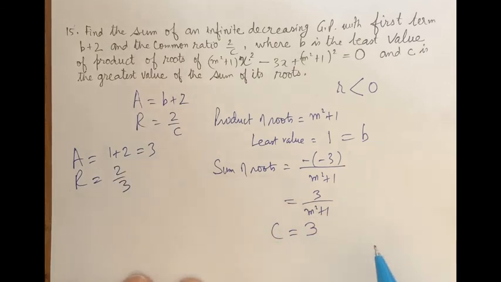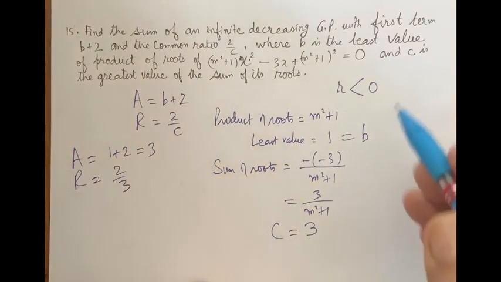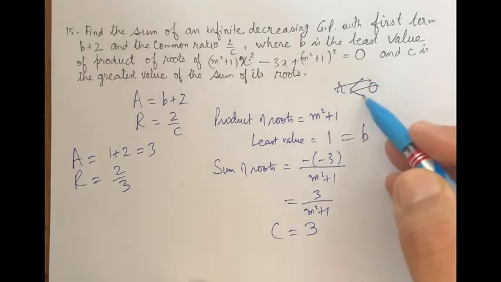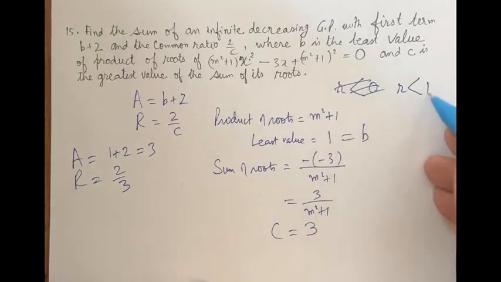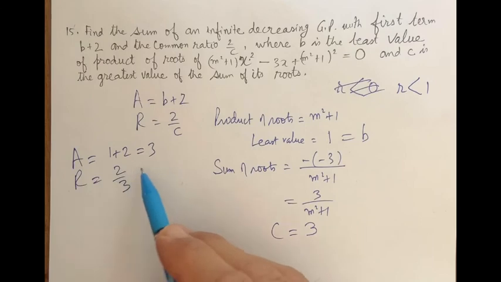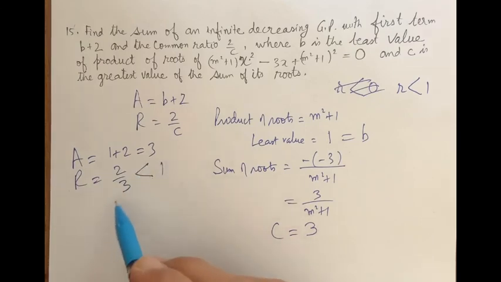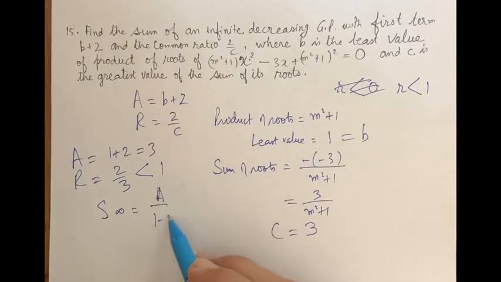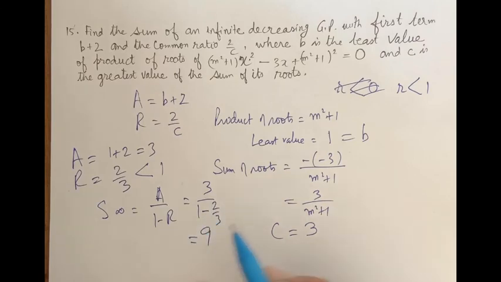We have to find out sum of infinite decreasing GP. So r here is less than 1, sorry. R is 2 by 3, this is less than 1. So what is sum of infinite series? It's a upon 1 minus r. 3 upon 1 minus 2 by 3. This is 3 upon 1 by 3. This is 9. So this is the answer.